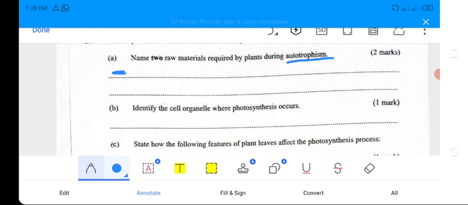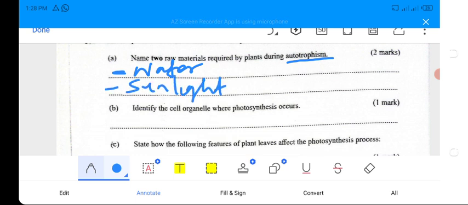And what are the raw materials for photosynthesis? Raw materials for photosynthesis are the things that are required for photosynthesis to take place. Number one, we have water. Number two, we have sunlight. Of course, you can add chlorophyll and carbon dioxide, CO2. Then chlorophyll, which is the green coloring matter. All of these are raw materials for photosynthesis.